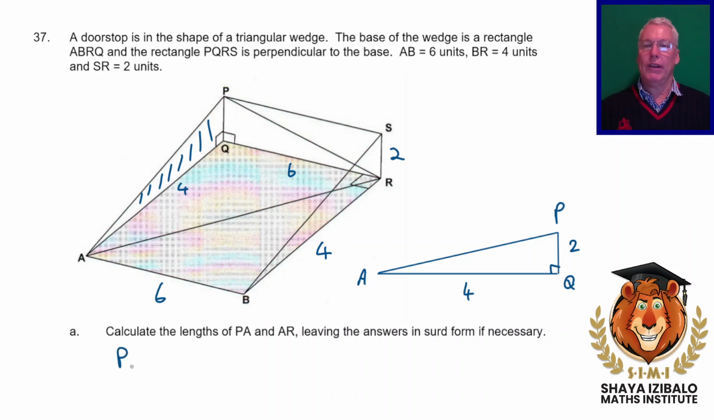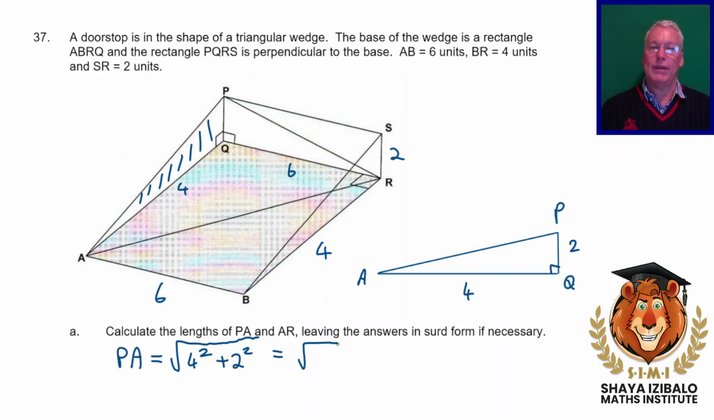PA is just going to be the square root of 4 squared plus 2 squared. It's going to be the square root of 20. If you type square root of 20 into your calculator it will simplify it, because 4 is a perfect square, which square roots to 2, and we're left with 5 inside. But either answer would be fine.